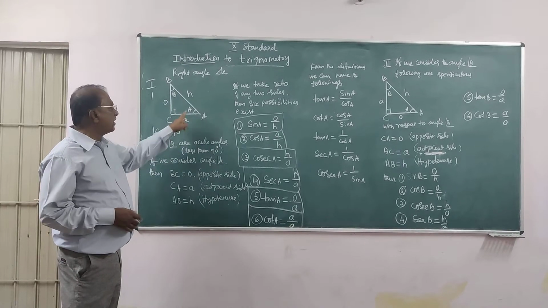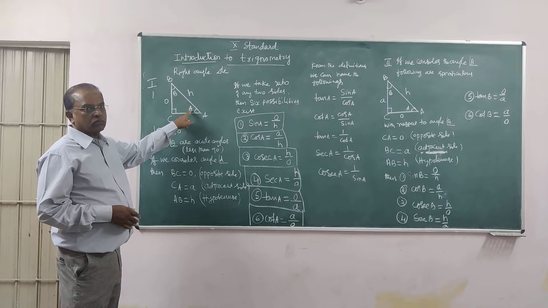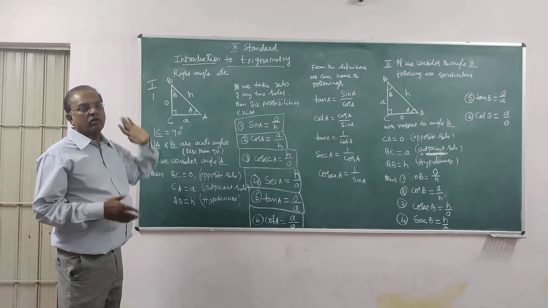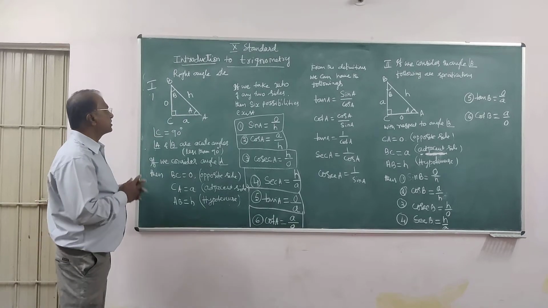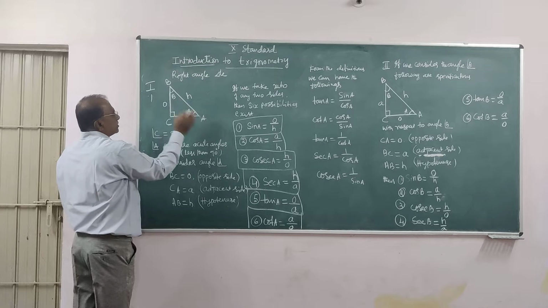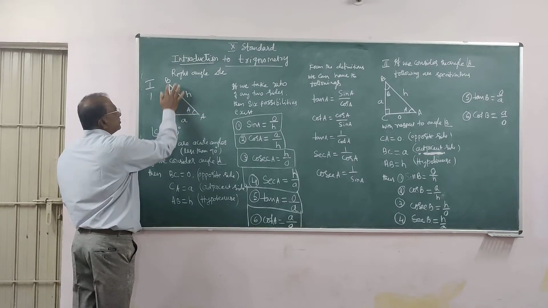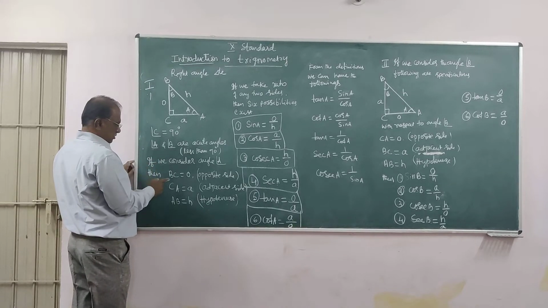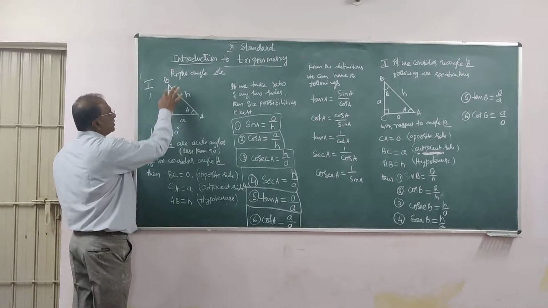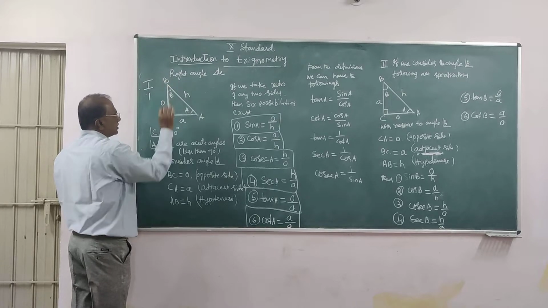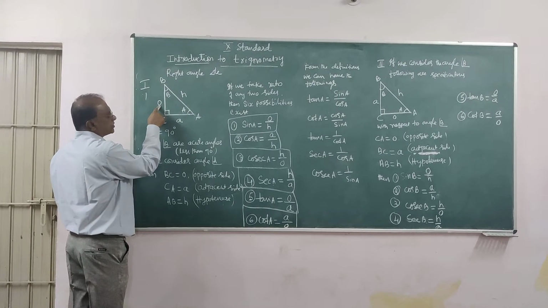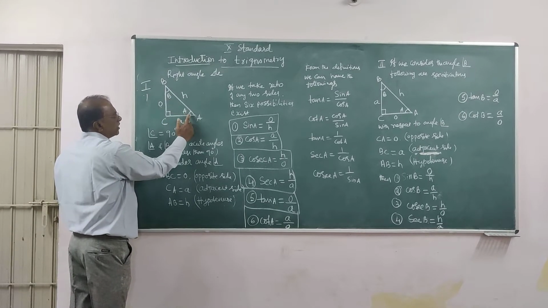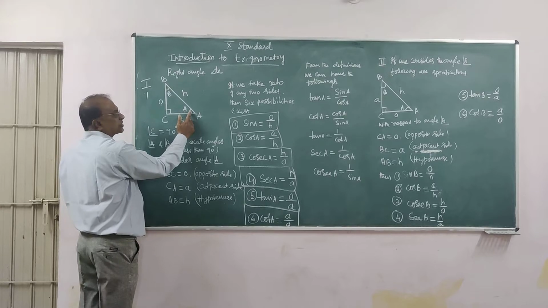If you consider angle A, then the sides are specified accordingly. AB is one side, CA is another side, BC is another side. This side BC is called the opposite side, because this side is opposite to the angle A. This angle is under consideration.